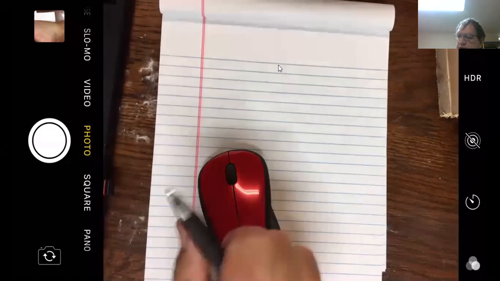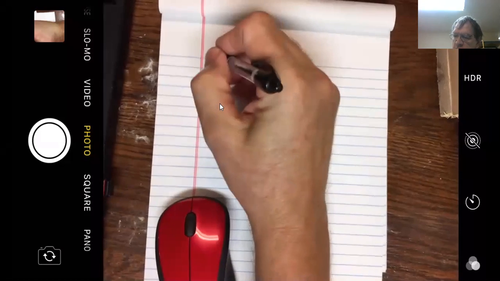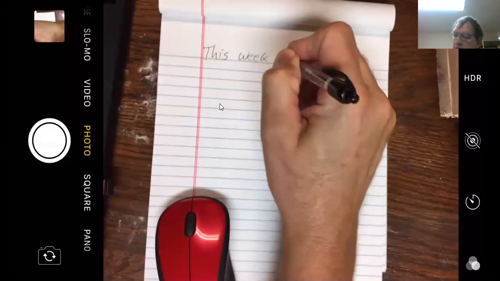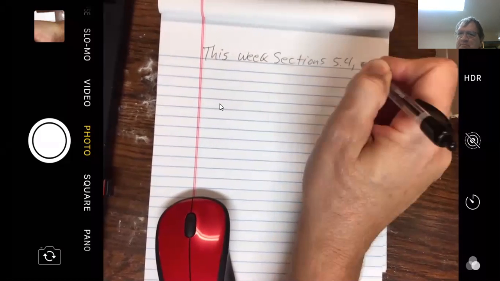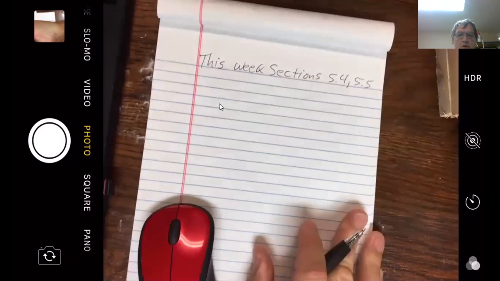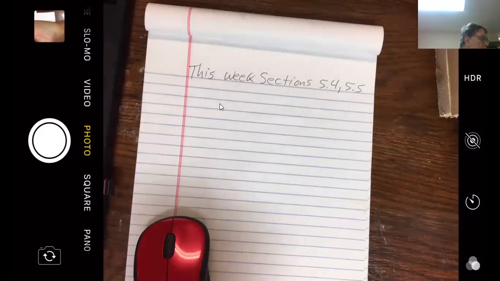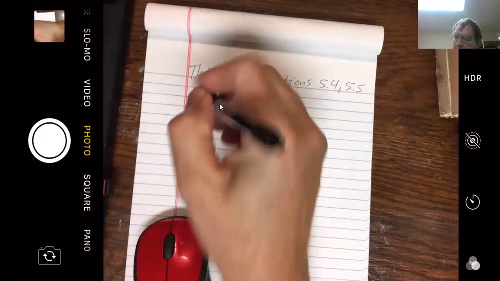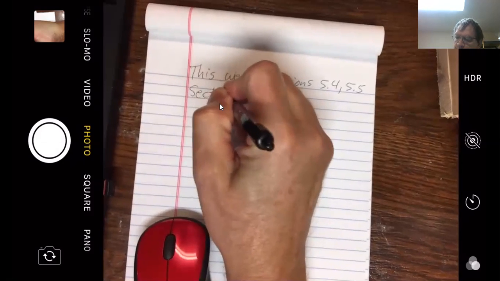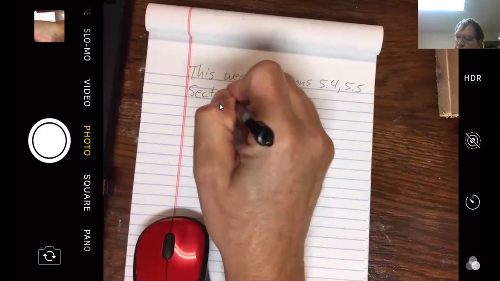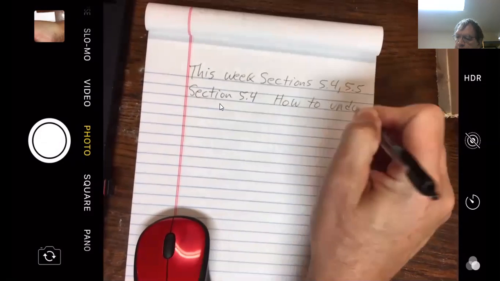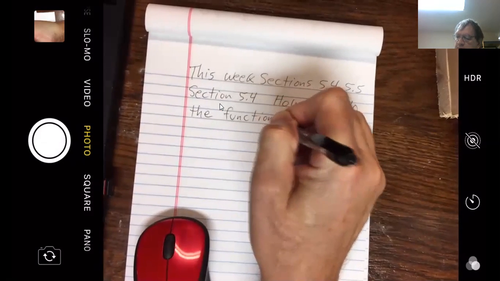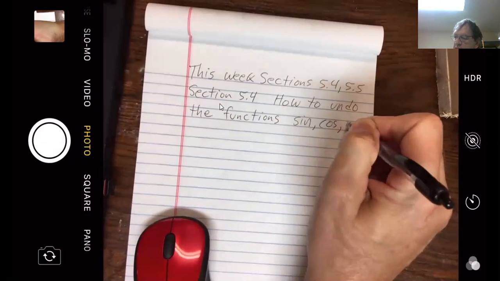This week we're doing sections 5.4 and 5.5. We'll try to give you a brief introduction to them. Section 5.4, how to undo functions. Sine, cosine, and tangent.